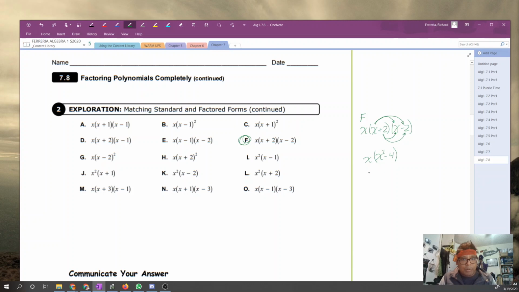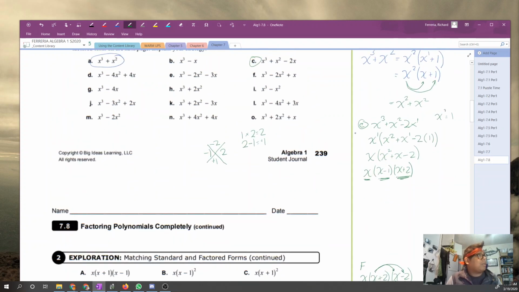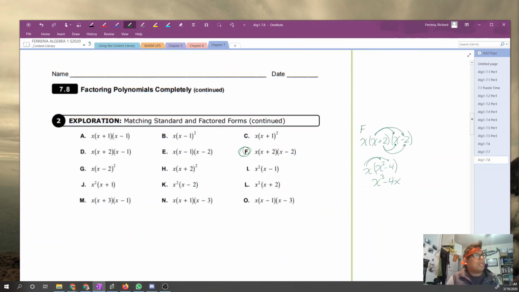That's the main reason why we learn that sum and difference formula. It makes life a whole lot easier. And then now I'm going to distribute that x. So we've got x cubed minus 4x. Let's see, x cubed minus 4x matches with this guy right here, g. So this f matches with g. Okay, so that's how you would play that game. Just factor and match. Sometimes it'll be easier to factor, sometimes it'll be easier for you just to expand.